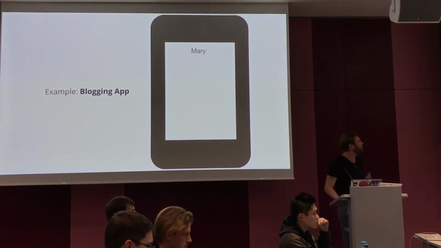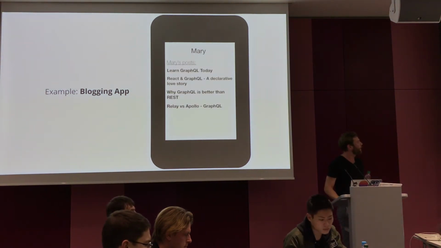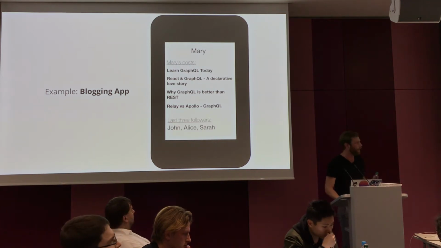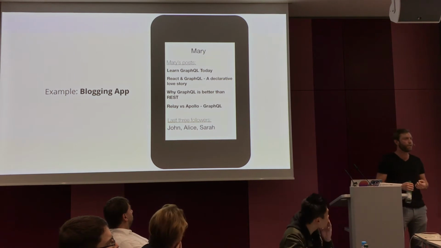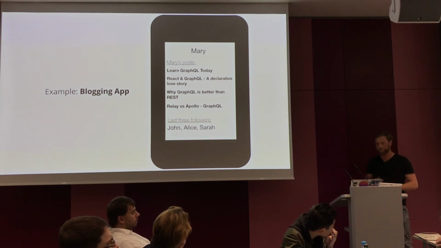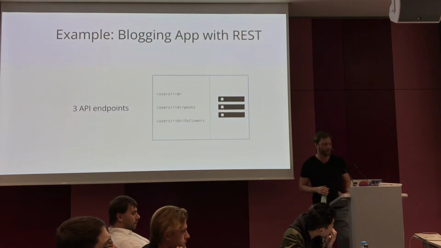So on the top of that profile screen, we want to display the name of the user and then all the posts that the user has written. And in the end, we also want to display the last 3 followers of that particular user on our profile screen. So how would we tackle this situation typically when we have a REST API?